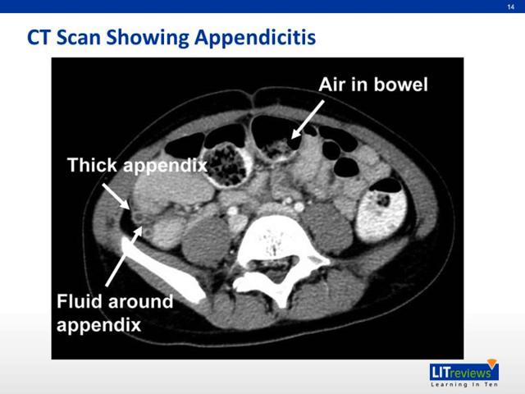CT has a sensitivity and specificity greater than 90% for the diagnosis of acute appendicitis. Key findings on CT include an appendix greater than 7 mm in diameter, circumferential wall thickening, appendicolith, or periappendiceal fat stranding. It is important to note that if a patient has a very short duration of symptoms, many of the characteristic findings on CT, related to inflammation, may not have yet developed.